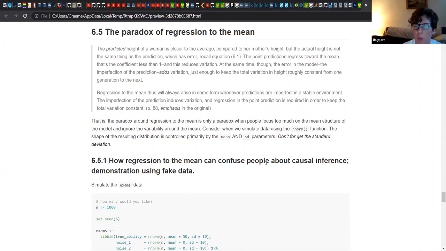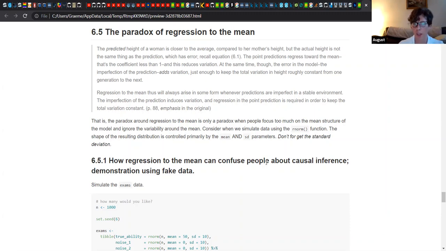the point prediction regresses towards the mean. That's the coefficient less than one, and this reduces variation. So the coefficient reduces variation. However, at the same time, the error in the model, the imperfection of the prediction, adds variation. So if the variation that we capture in the model isn't very good, it will add variation. Just enough to keep the total variation in height roughly consistent from one generation to the next.